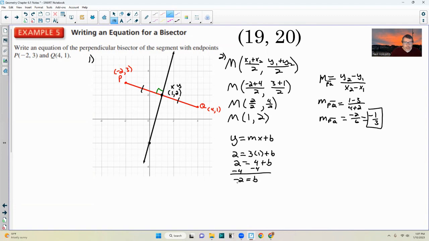And the equation of the perpendicular bisector, now we want to put everything together, is y equals our slope, 3x, plus b. So the equation of our perpendicular bisector is y equals 3x plus b. Okay, so with that example, you should be able to do problem numbers 19 and 20 on your problem set.